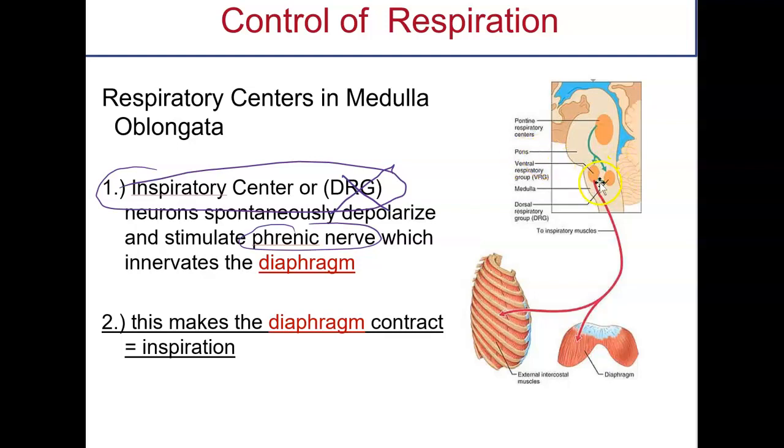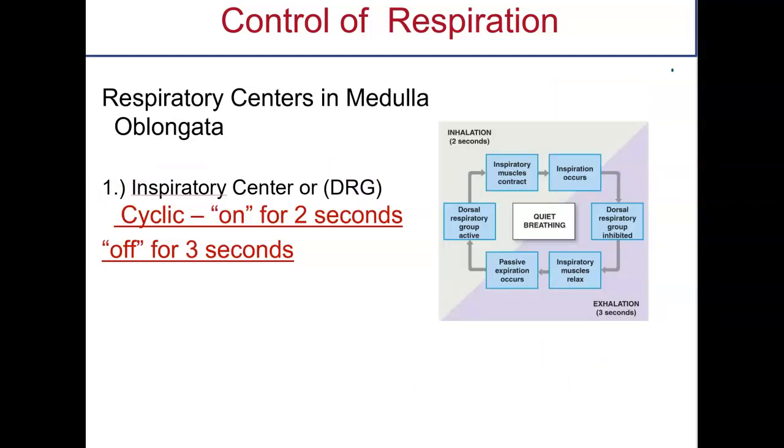And so that center has neurons that on their own depolarize. And when they depolarize, they are going to form that action potential or nerve impulse and send it to the diaphragm to cause the diaphragm to contract. So these neurons on their own spontaneously depolarize. So it's kind of crazy when you think about it. Like, remember the SA node generated its own action potential? So do these cells. And so we have this cyclic nature to it.